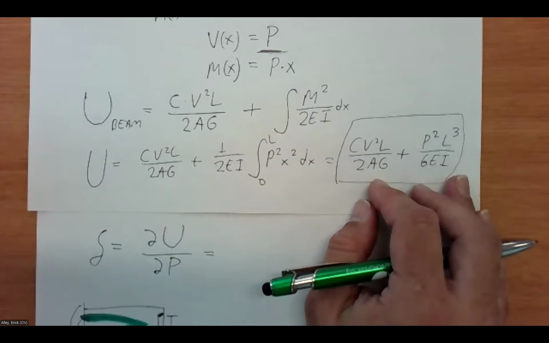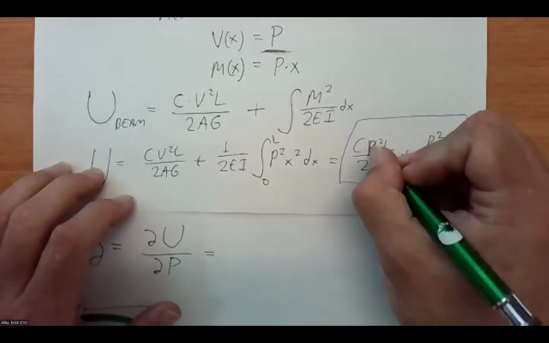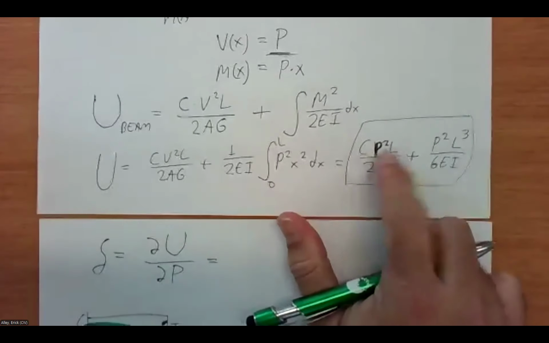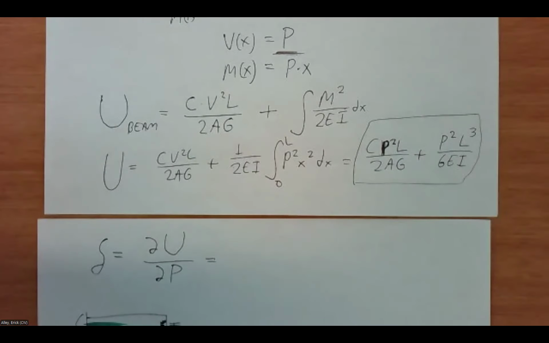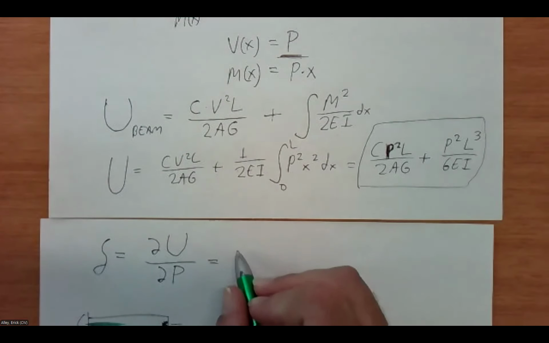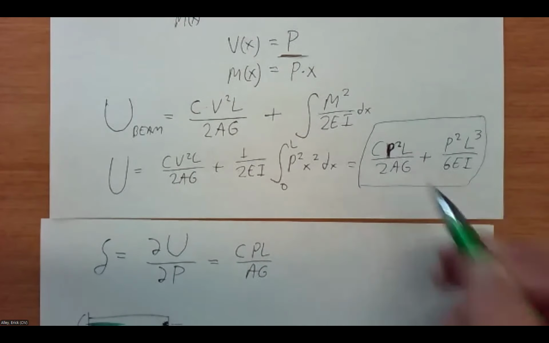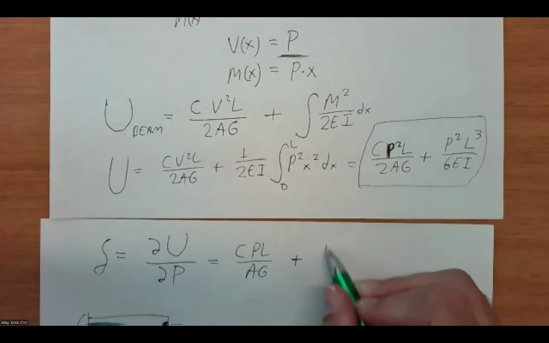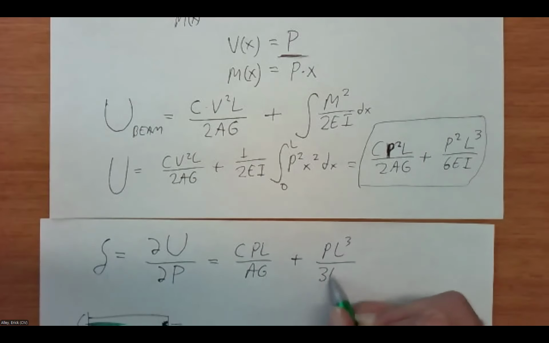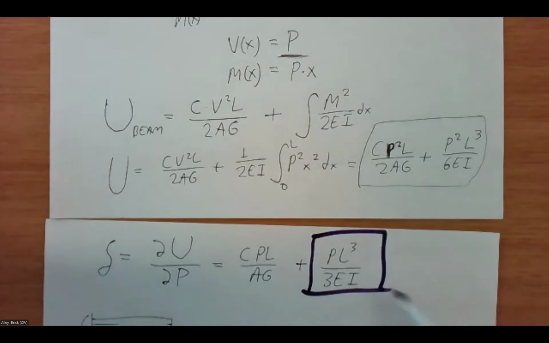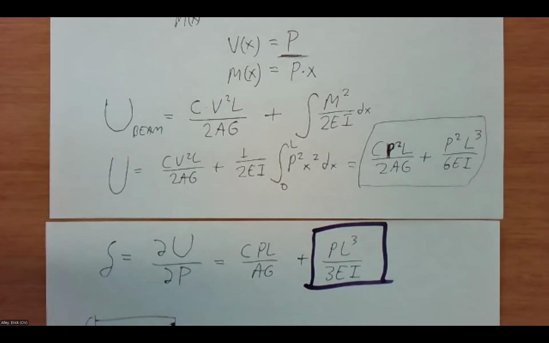So my V squared is also just P squared, right? So I can put P in here for V, P equal to V. So C P squared L over 2AG, and then P squared L cubed, because V and P were a constant, same value. Okay. So I'm going to get that fudge factor, C P L over AG. The square comes down and takes care of the half. And then my square also comes down, so I get P to the first, L cubed over 3EI. And sure enough, there's what I get from the 3.5 slide set, right?